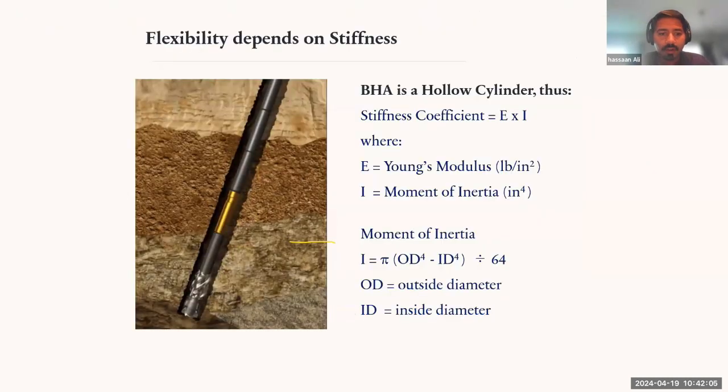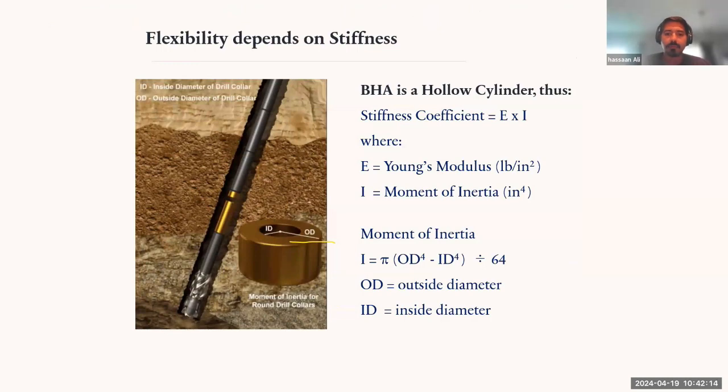So the flexibility of your bottom hole assembly depends upon the stiffness. And usually the stiffness coefficient, with a very generic formula, is your Young's modulus multiplied by the moment of inertia. And your moment of inertia is pi times the fourth power of your OD minus the fourth power of your ID. That means the OD is the OD of your drill collars, and ID is the ID of the drill collars. And once you calculate your moment of inertia, you will have the Young's modulus.